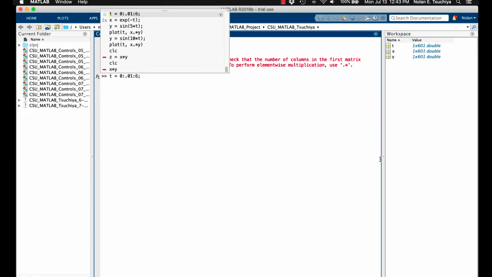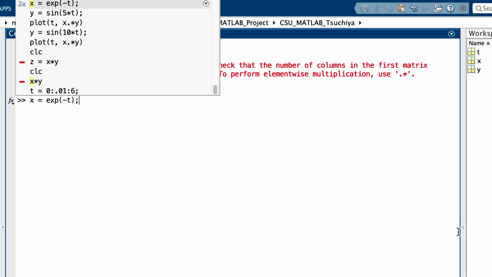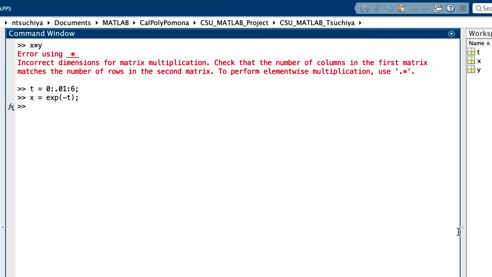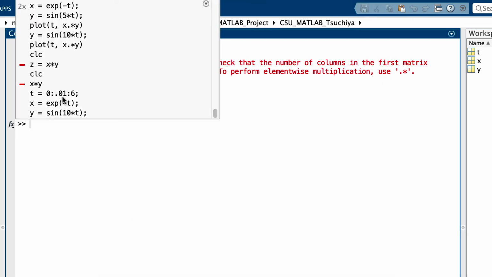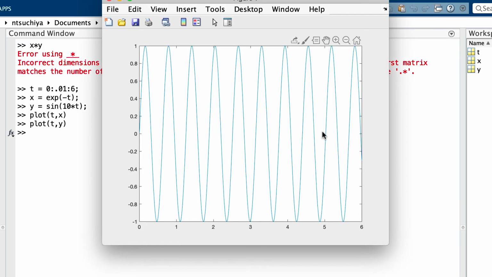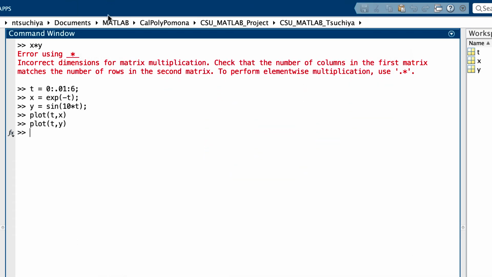I've defined a time vector that goes from 0 to 6 in increments of 0.01. My x vector is e to the minus t. My y vector is sine of 10t. Now if I plot each of those functions individually, you will see that this is e to the minus t, and then if I plot y, I get sine of 10t. You should know that when you multiply a decaying exponential by a sine wave, you generally get a decaying oscillation. This is pretty typical of second order system behavior.